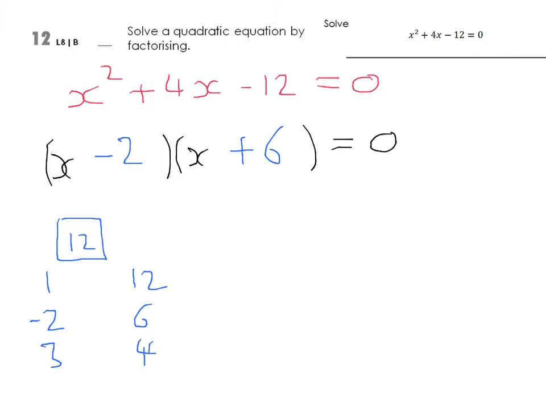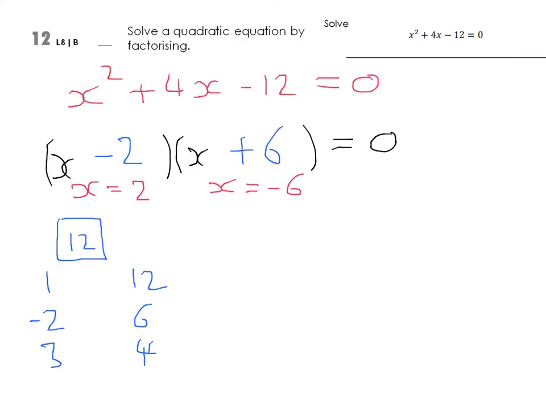Now there's just one last thing we need to do to answer the question. The question really is asking us, what is x? We're looking for a value that x can have that protects this equal sign, that maintains that equality there. Because it's a quadratic equation, there can be up to 2 answers. And in this case there will be. There are 2 answers, and this is what they are. Either x equals 2 or x equals minus 6.